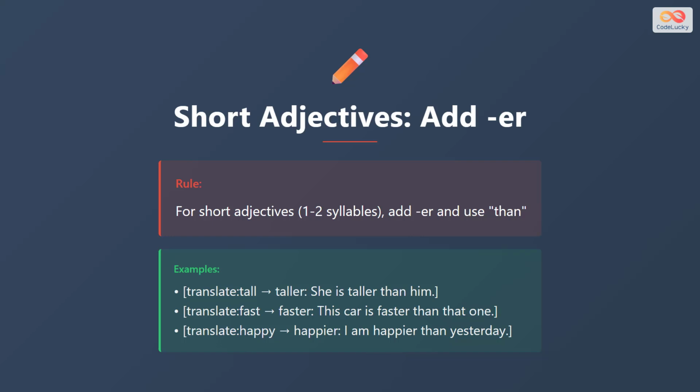For short adjectives, which usually have one or two syllables, we add the letters ER to the end and use the word than. Let's look at some examples. Tall becomes taller. She is taller than him. Fast becomes faster. This car is faster than that one. Happy becomes happier. I am happier than yesterday. Notice how we simply add ER to create the comparative form.